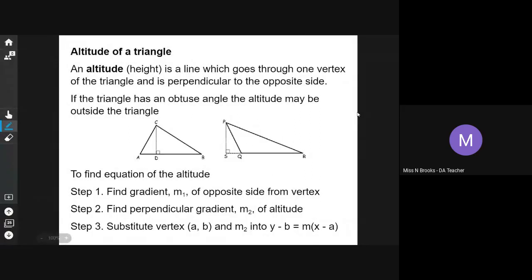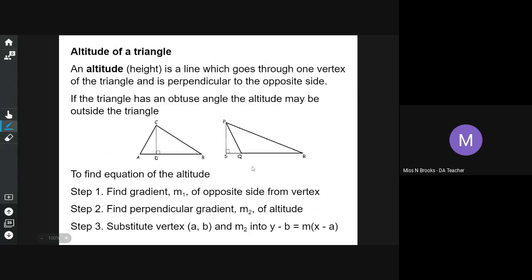Right, so the altitude of a triangle. The altitude is the height. It's the line which goes through one vertex of the triangle and is perpendicular to the opposite side. So you can see on triangle ABC here, we've got vertex C, and the height of the triangle is opposite side AB. So if we were working out the area of this triangle, it would be a half times the length of AB multiplied by the height, which is the length of CD.